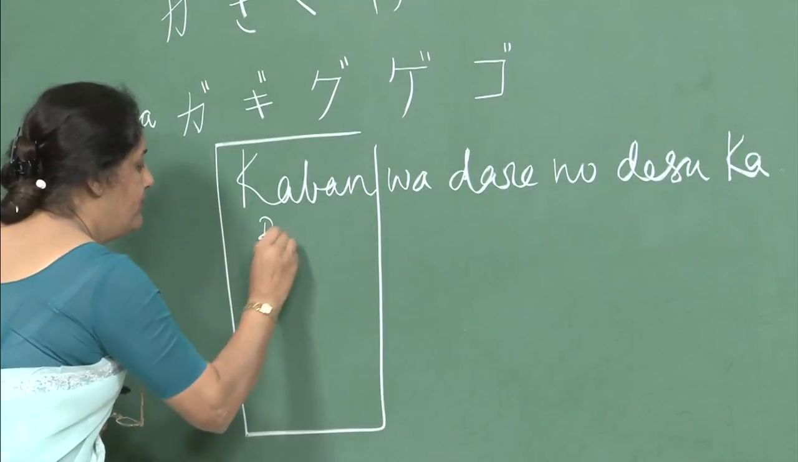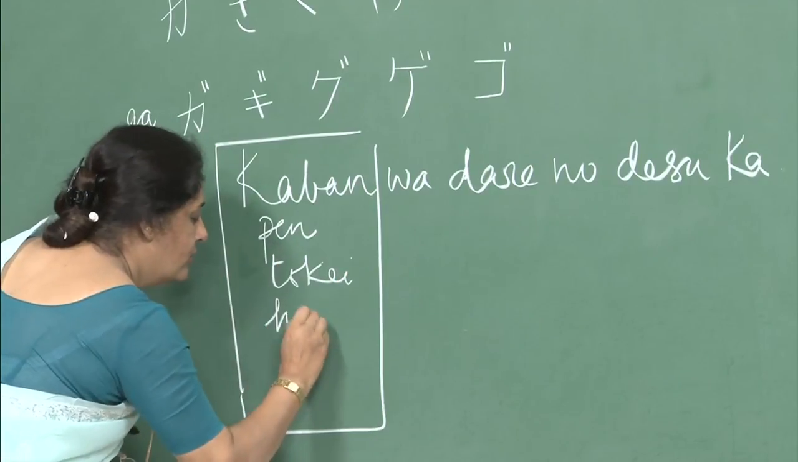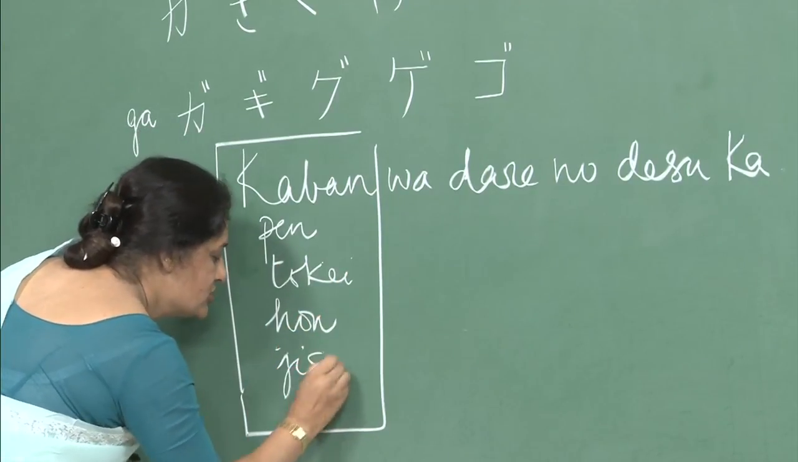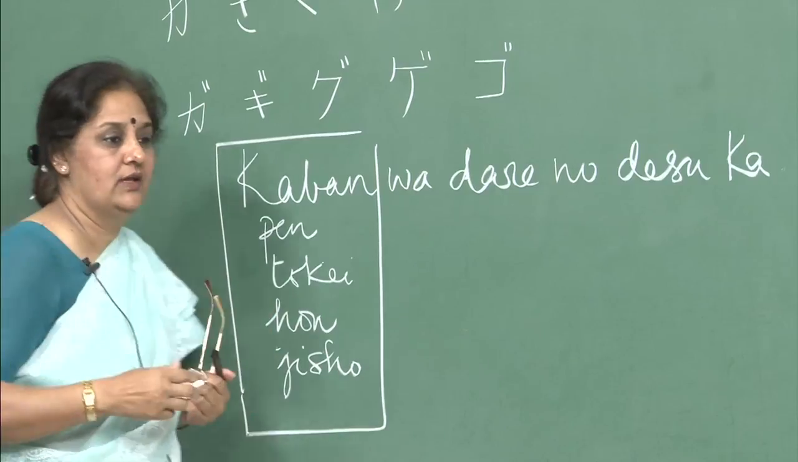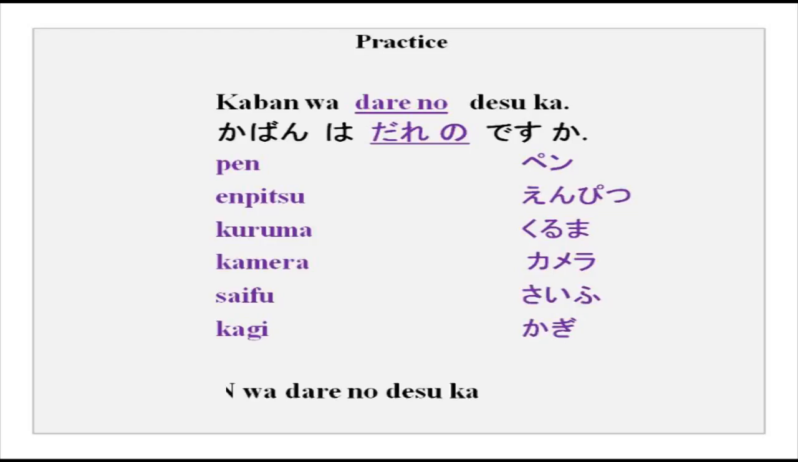You can put pen, tokei, hon, jisho or any other noun and you can ask whose is it. Noun wa dare no desu ka? Whose is this?